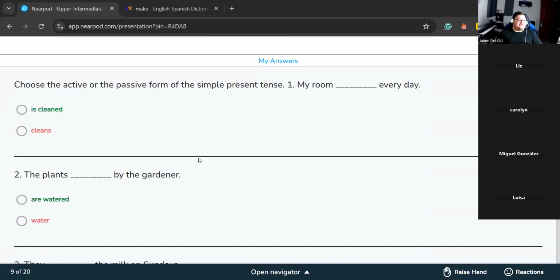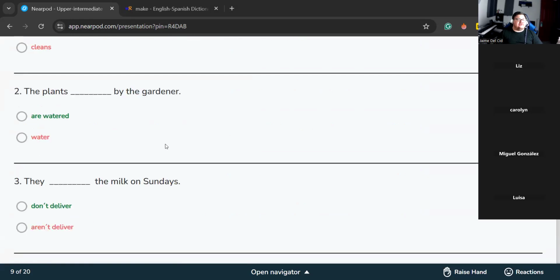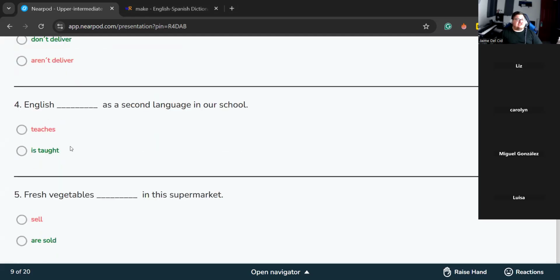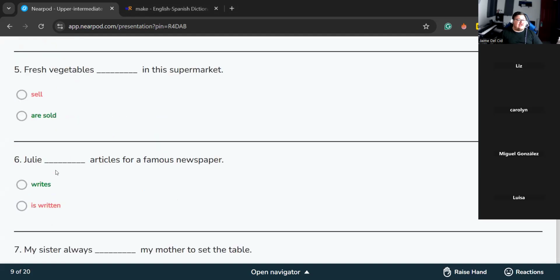So the first one, my room is cleaned every day. That's passive voice. The plants are watered by the gardener. Passive voice. They don't deliver the milk on Sundays. This is active voice. It's a normal sentence. No passive voice required because the sentence doesn't require it. English is taught as a second language in our school. Passive voice. Fresh vegetables are sold in this supermarket. Passive voice. Julie writes articles for a famous newspaper.